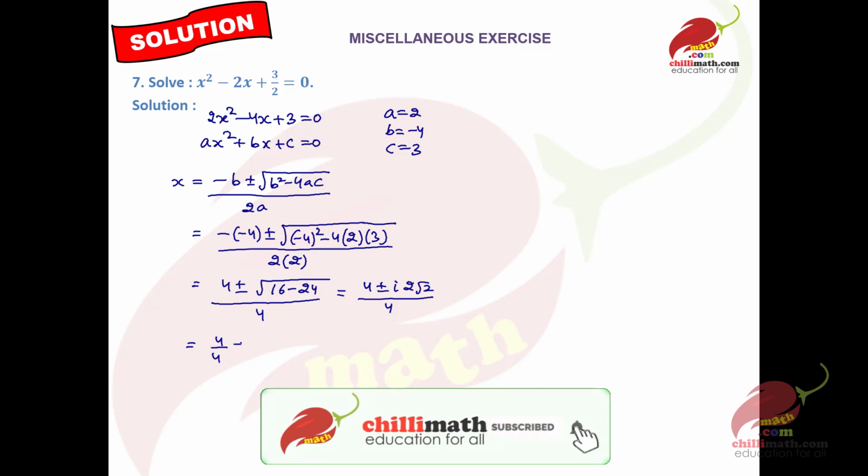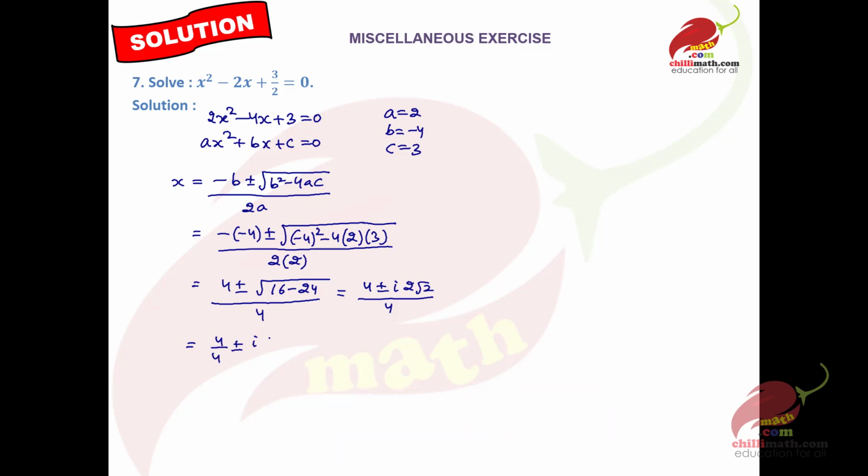Separating this, we get 4 by 4 plus minus iota into 2 root 2 by 4. On simplifying, we get this 4 cancelled and this side 2 cancelled. So we get 1 plus minus root 2 by 2 into iota, which is your required answer.